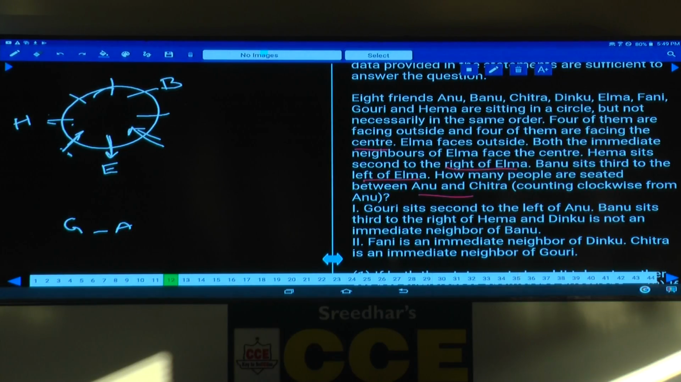And Hema sits second to the right of E. And B sits third to the left of E. How many people are seated in between A and C?